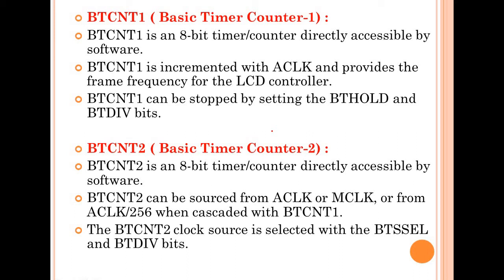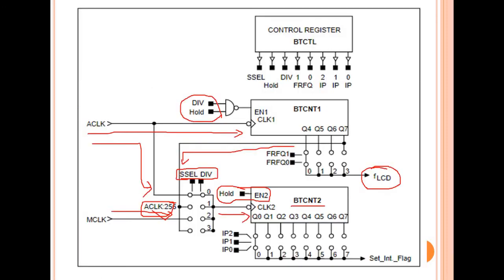This basic timer counter 1 is incremented with A clock, because A clock is the only clock source which is given to basic timer counter 1 and provides frame frequency updation for LCD controller. The next point, basic timer counter 1 can be stopped by setting the basic timer hold bit and the basic timer division bits. As you saw in the previous slide, with the help of these two bits, division and hold, you can stop your basic timer counter 1.